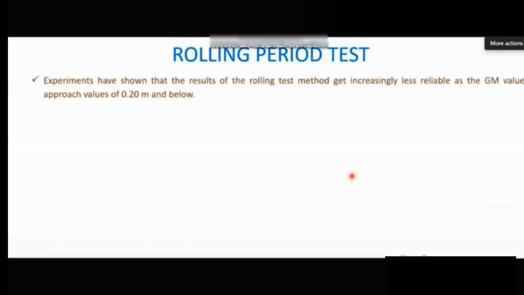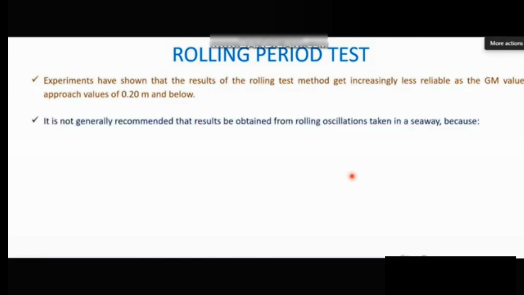Experiments have shown that results of the rolling period method get increasingly less reliable as the GM values approach low. They tend to be low. That means if they get to 0.2 and below, the results of the rolling period test become more and more unreliable. It is not generally recommended that results be obtained from rolling oscillations taken in the seaway. Why? Because in the seaway, she will be under the influence of waves, her own propulsion effect, and all those things will be there. Exact coefficients for test in open waters are not available.